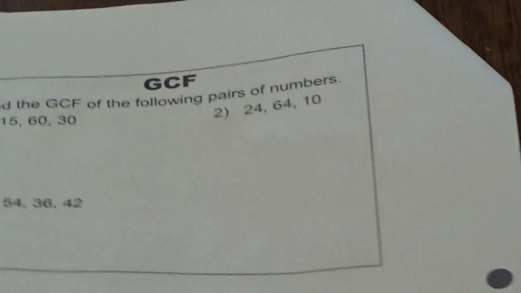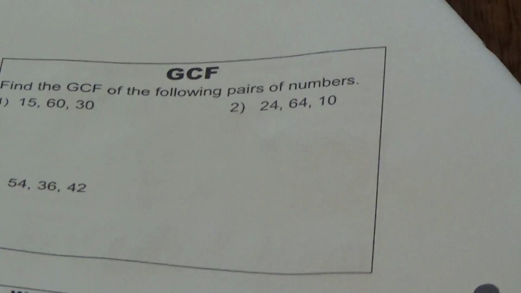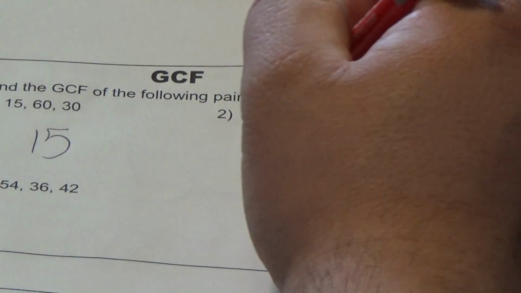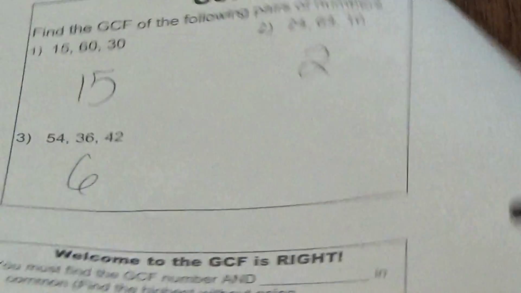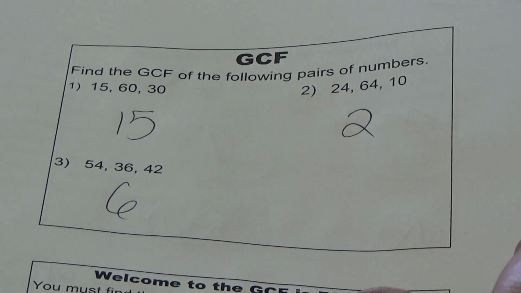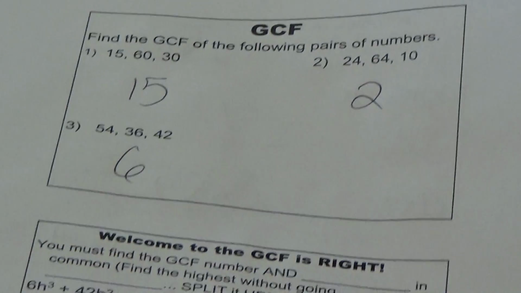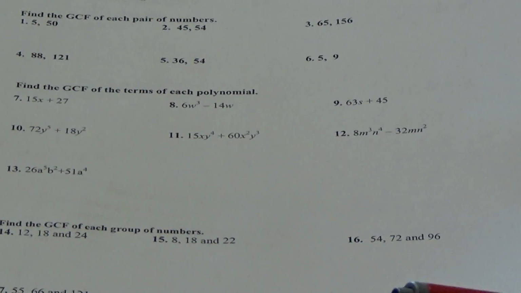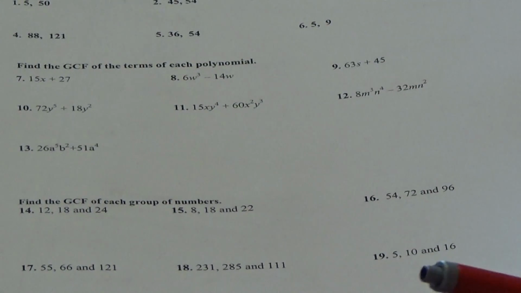Now that you practice that, go ahead and see if you can do the GCF of these three sets. Okay, for number one, you should have gotten 15. For number two, you should have gotten 2. And for number three, you should have gotten 6. And again, I'll double check these when I get back to school and I've got my calculator to make sure that they're all right. Make sure you understand on the worksheet, problems numbered 14 through 19 have to do with finding the GCF of three numbers.